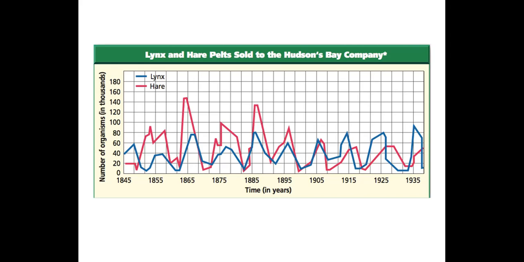So if they decrease, what's then going to happen? Then the lynx are going to decrease. And it's an ongoing cycle. So one increases, the other increases, one decreases, the other decreases. But you have to understand that there is a lag time in between the two, so it doesn't happen immediately.